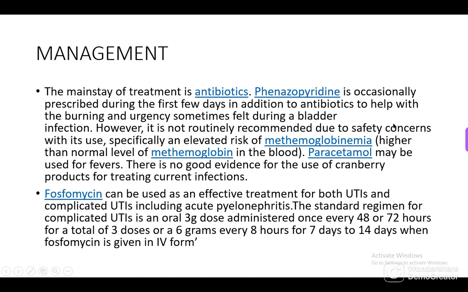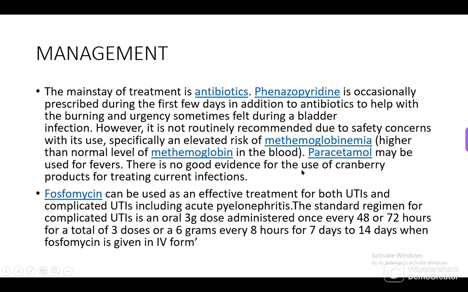It will eliminate the symptomatology like burning and urgency. Specifically for burning and urgency, phenazopyridine can be used nowadays also. It is not usually a routine drug. However, safety is actually a risk because it can cause methemoglobinemia, a higher than normal level of methemoglobin in the blood, and paracetamol may be used for the fever.